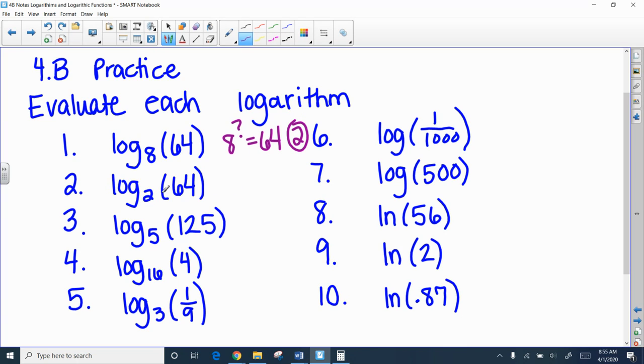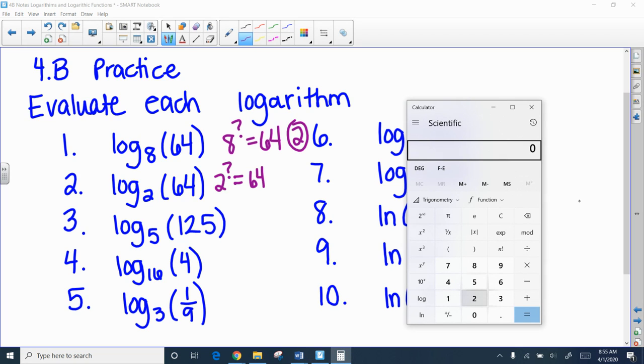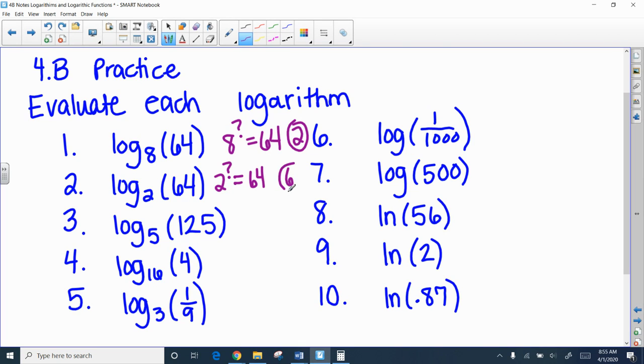Number 2, the base is 2. And so this one, we're trying to find 2 to what power equals 64. That one we might not know offhand, so you can always use a calculator to try to figure it out. Let's see, if I try 2 to the 5th power, that's 32, not big enough. So then if I try 2 to the 6th power, it is 64. So that's what we're looking for. The power is 6. Number 3, we're trying to find 5 to what power equals 125. That power would be 3.